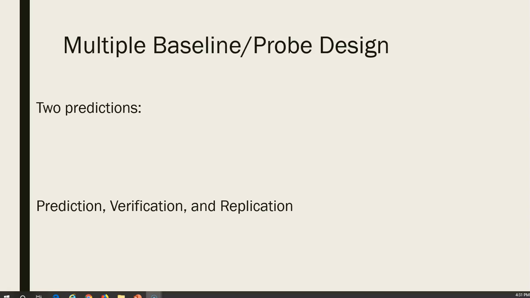We want to see if it is evident that the data path changes in a predictable manner through each condition change. If there is no change, then verification is not evident. If there is change, then it is possible that the independent variable is responsible for the change, and there is verification that the data path changed with introductions of the intervention.